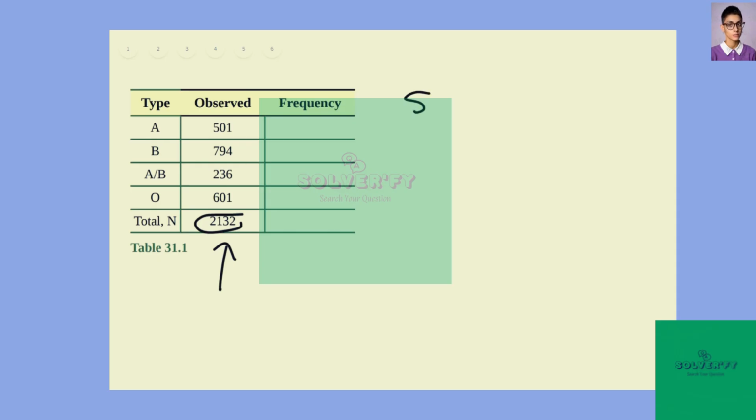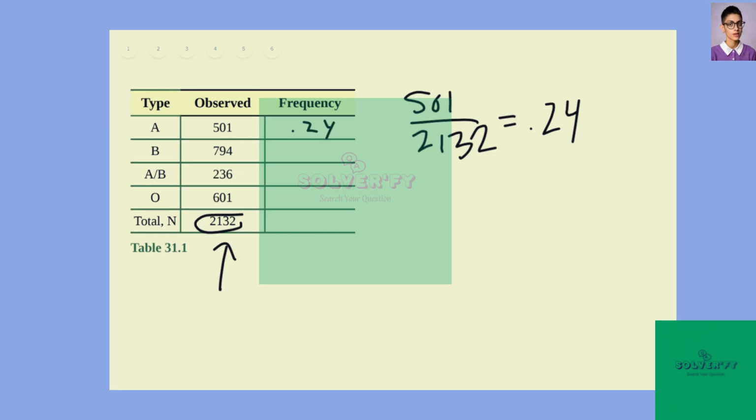And we're just asked to find the frequency, which is not too hard. So we just need the total number observed. For blood type A, it'll be 501. You divide it by the total number of people, so that'd be 2132. And this would give us a frequency of about 24%. We can go ahead and put that in there.